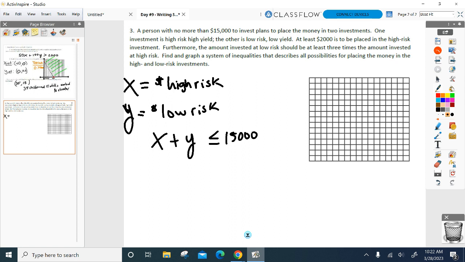2,000 is less than or equal to X. Okay, so X, I'm just going to flip it. X, the amount in the high risk has to be at least, and what inequality did you use? Less than or equal to 2,000, at least. So 2,000 or more has to go into the high risk.